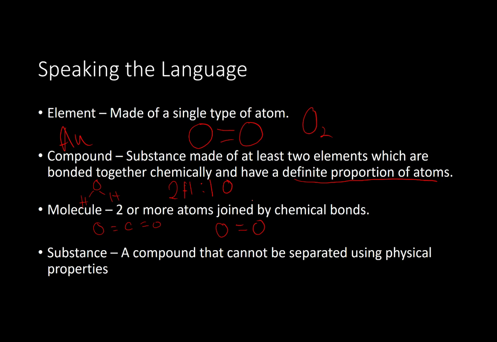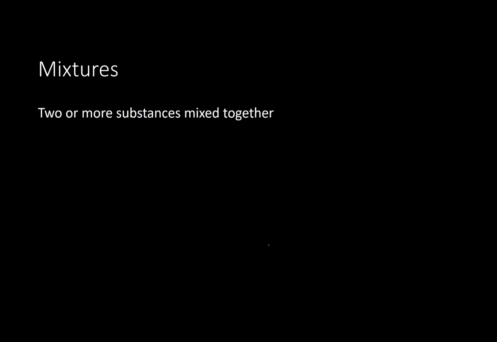And finally, a substance. A substance is kind of a broad term that we use, but a substance is just some type of compound that cannot be separated using physical properties. So obviously, water would be an example of a compound. CO2 would be an example of a substance. These are all examples of substances. Substance is a word that we use a lot. A substance is just something that cannot be separated further without using chemical reactions. We'll talk more about that momentarily.